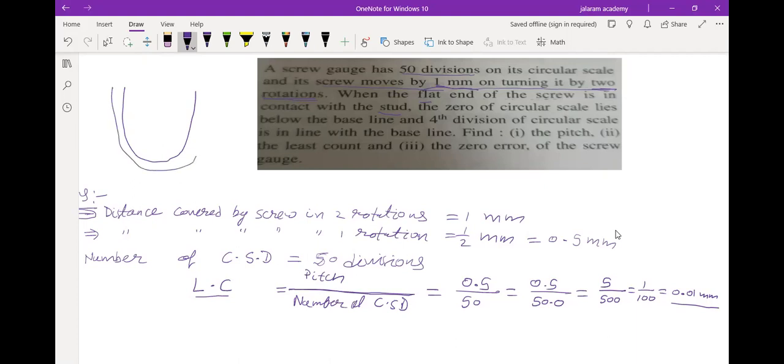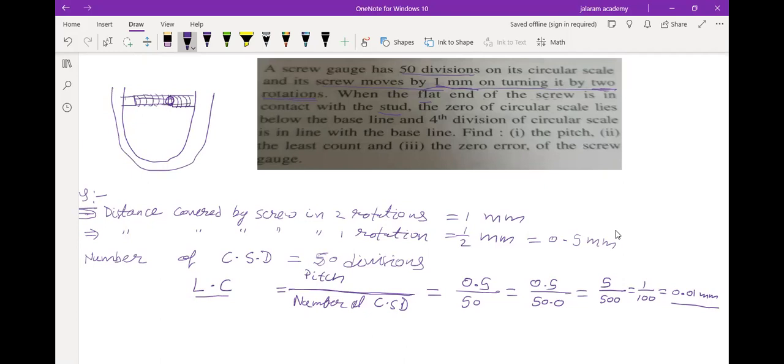Which is attached at this corner, and this is the fixed end. And the other is the screw end. This is the flat end of a screw. This portion is the flat end of the screw. And when it is moved and attached to the stud, then what do you want to measure from this? Can you tell me?